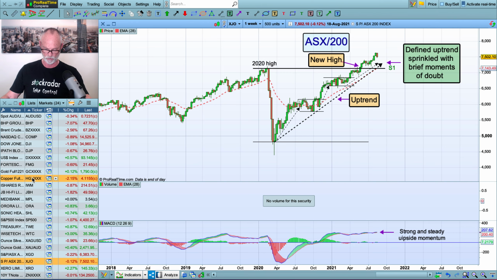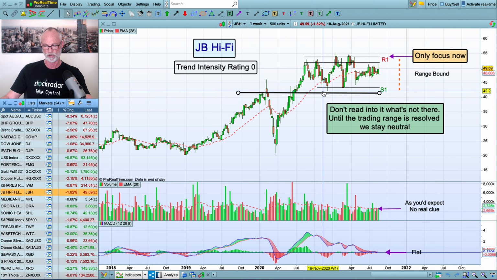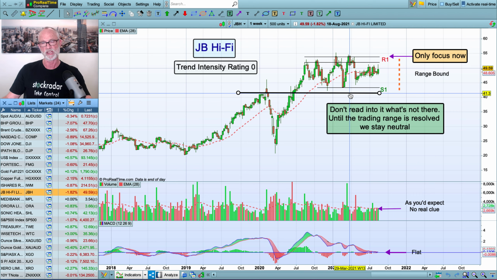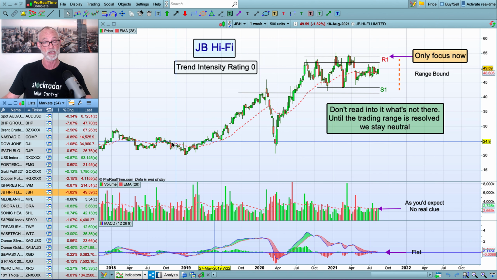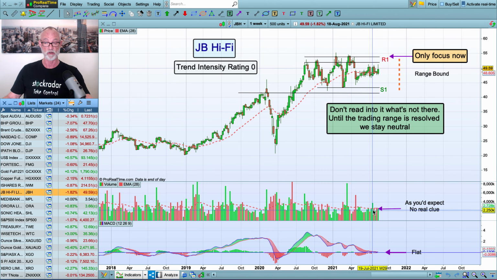So first off, I want to have a look at JB Hi-Fi. It's a stock that I haven't looked at for a while, and for obvious reasons, there is no trend. If we look at this stock at the moment, we can see it's just trading between R1, up around $53, and S1, down around $42, and that's where it is. Until this range is resolved, I'm not really interested in this stock, because although it may be as good a stock as any, we've had some very good upside there. It's not responding so well at the moment to some good reports. There's definitely a battle going on here.